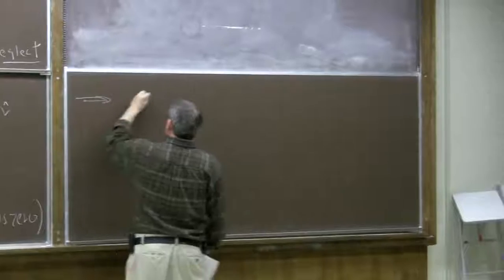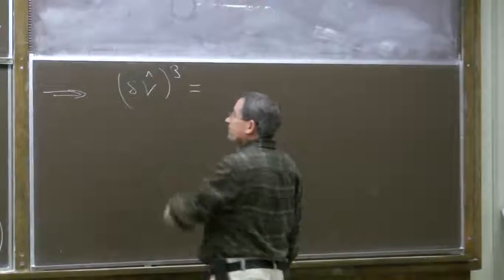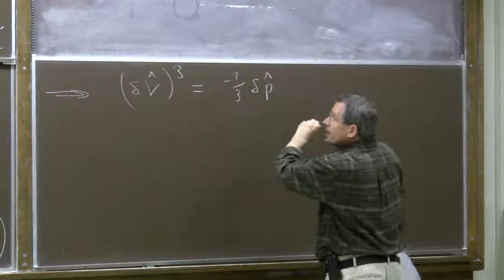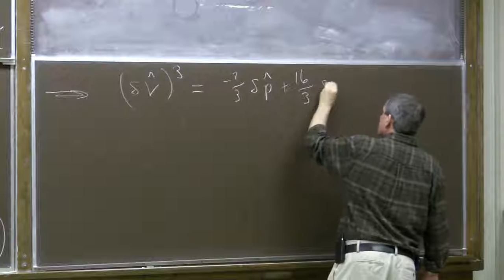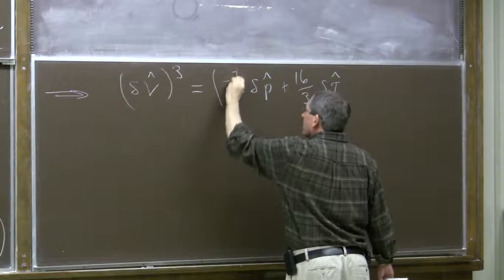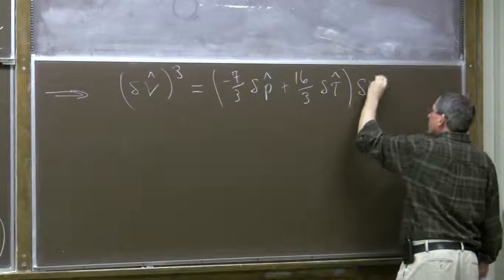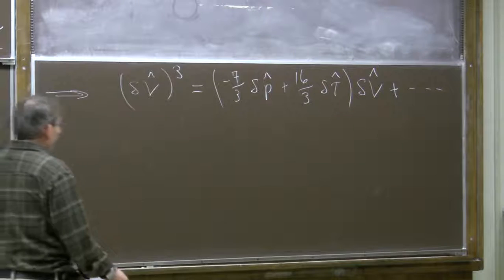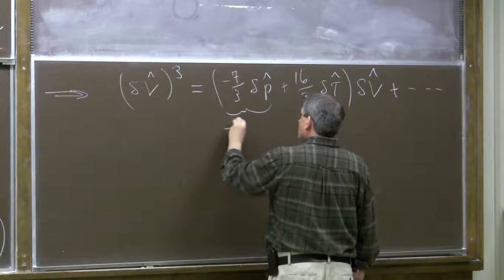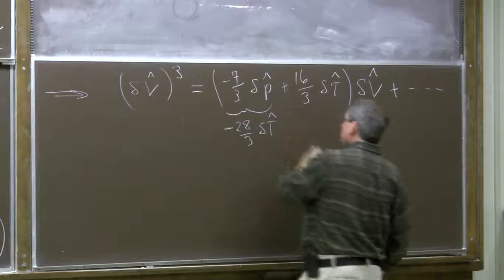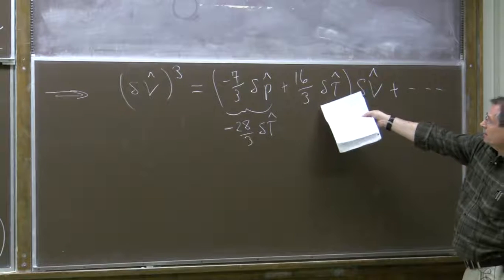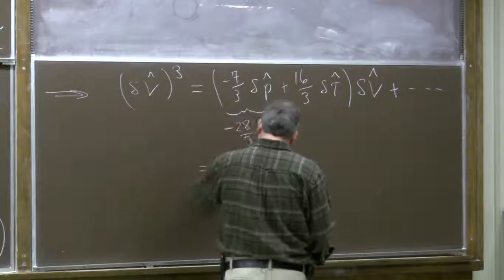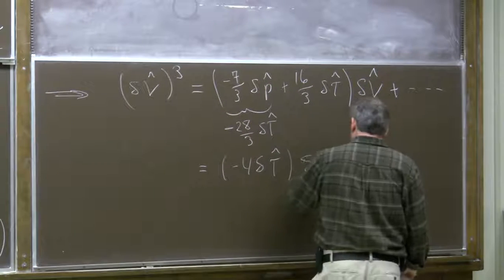So now the equation of state becomes delta v hat cubed, constant term is gone, is equal to minus 7/3 delta p hat plus 16/3 delta tau hat. That again doesn't look much like a 7, I guess. Delta v hat plus terms that are higher order that we'll neglect. But now delta p hat is 4 delta tau hat. So this is minus 28/3 delta tau hat. If I combine that together with the plus 16/3, it gives me minus 12/3 or minus 4 tau hat multiplying delta v hat. So minus 4 delta tau hat delta v hat.